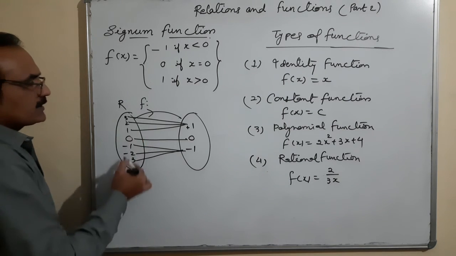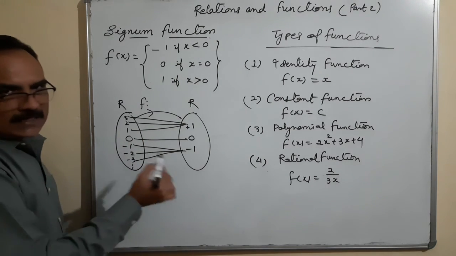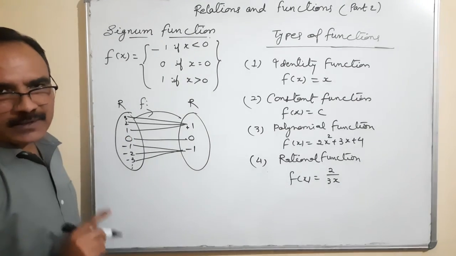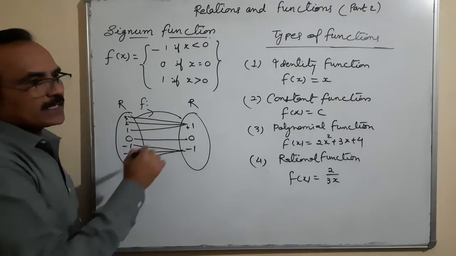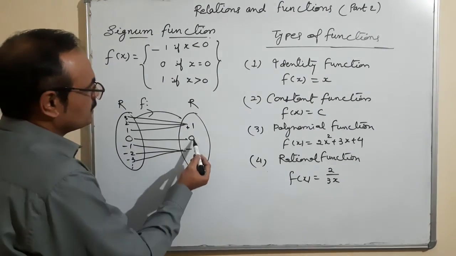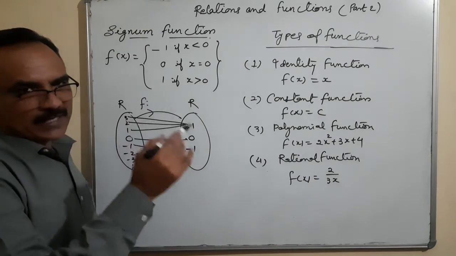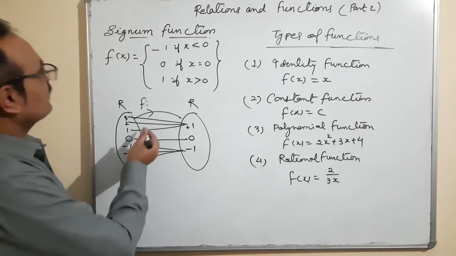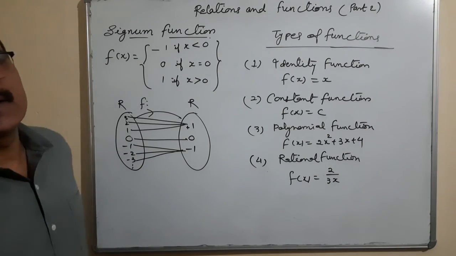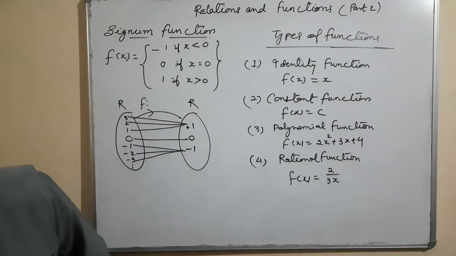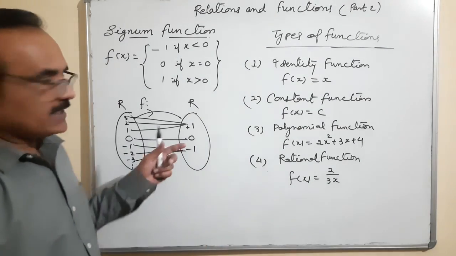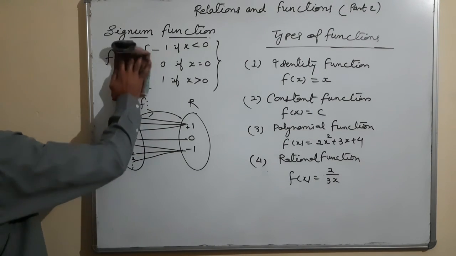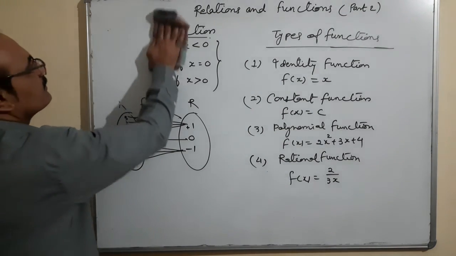Right? So this is a function from real to real. Here the domain is the set of all real numbers and the codomain is the set of real numbers, but the range is 0, -1, +1, not from -1 to +1. Only three elements in the range: 0, -1, +1. So this is the second important function. f of x is equal to +1 if x is greater than 0, -1 if x is less than 0, and 0 if x is equal to 0.